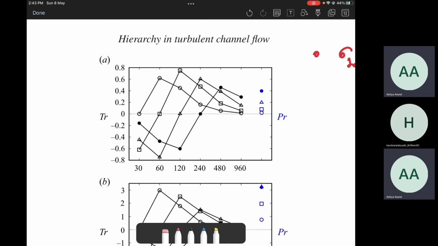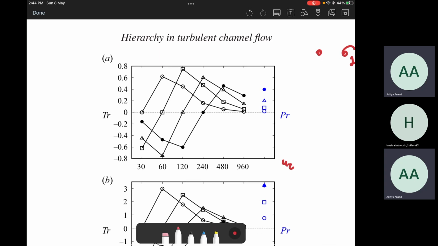These sizes are normalized using wall units or viscous units. If you don't know what viscous units are, you have your velocity scale u tau, which is the square root of tau wall by rho, and the length scale is nu by u tau. So you can normalize your quantities using these two things. These length scales are being normalized by wall scales.